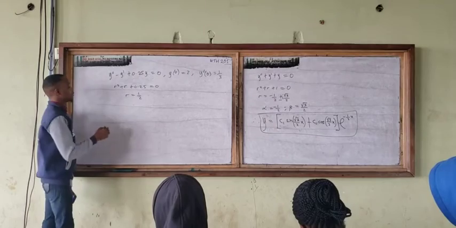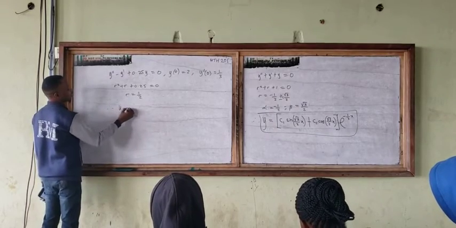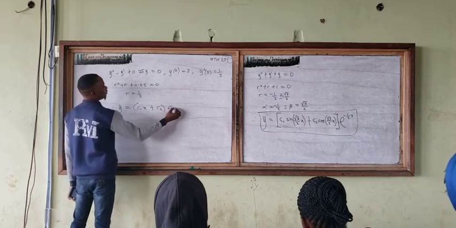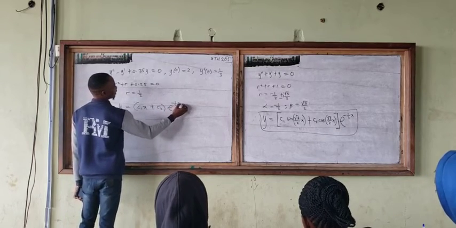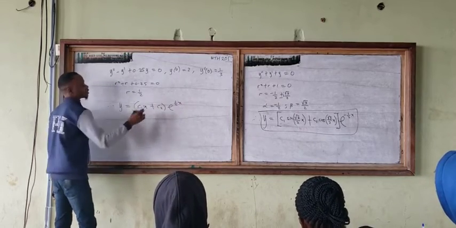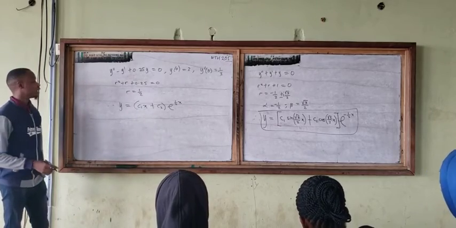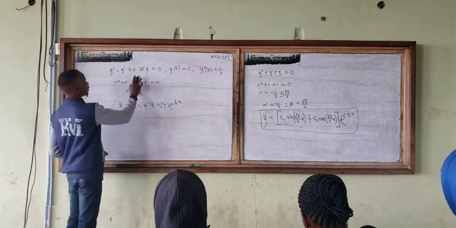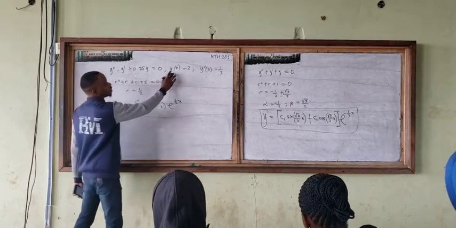That means that the general solution will be y is equal to (c1 x plus c2) e raised to power 1 over 2 x. Is that clear? So we can now find out what the particular solution will be. That means we can try to evaluate C1 and C2 given these conditions.